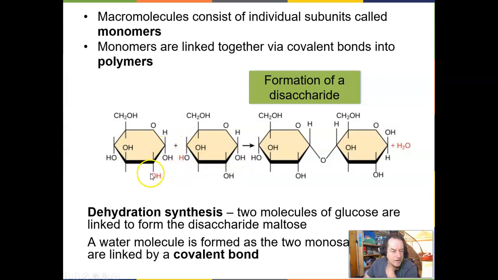In this case, the drawing's a little bad. They did this OH group right here over in this drawing, but here they highlighted this OH right here. It doesn't matter. The chemistry is still generally right. Right? And the bond between the two monomers, you can see these are straight lines, is a covalent bond, so a relatively strong chemical bond.